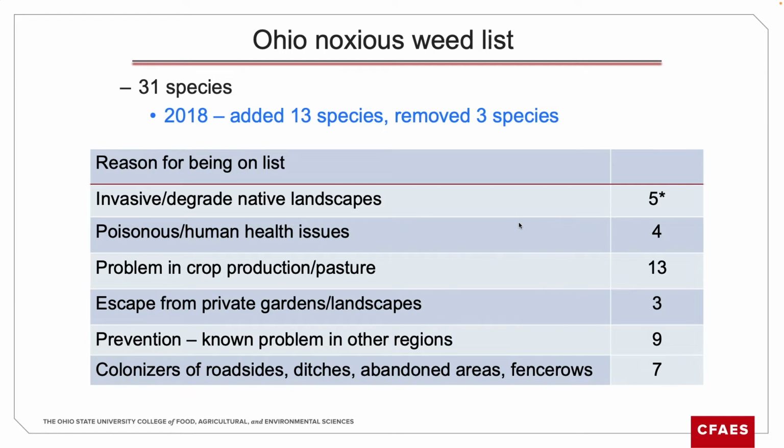And that's one of the biggest reasons for the law to be used, is that it eventually becomes a problem in crop production or pasture. 3 of them escape from private gardens and landscapes. 9 of them, as far as I can tell, are a problem in other areas, regions, and we don't want them here. And then 7 are colonizers of abandoned places and roadsides and things like that. And they're a problem there, and that's why they're on the list.